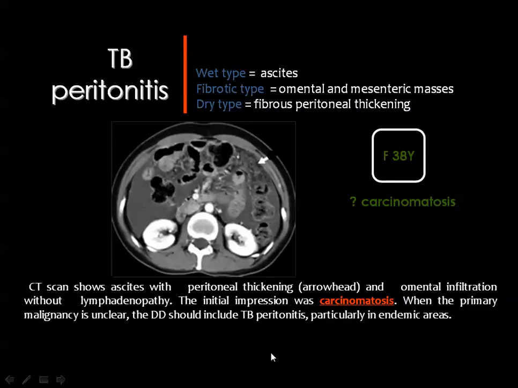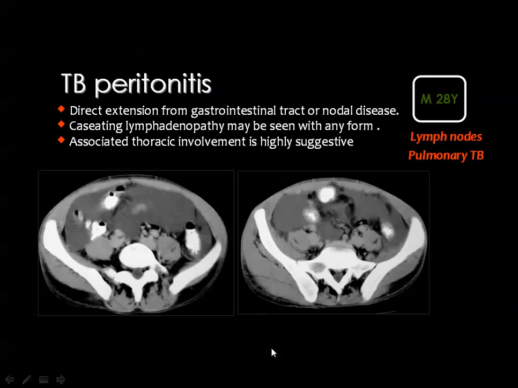But you can predict the cause of this peritonitis, of this ascites, as tuberculous peritonitis, particularly if there are lymph nodes and there are pulmonary TB lesions in the same case. And here you can see just the peritoneal fluid, and there is no clue to say that this is tuberculous peritonitis.